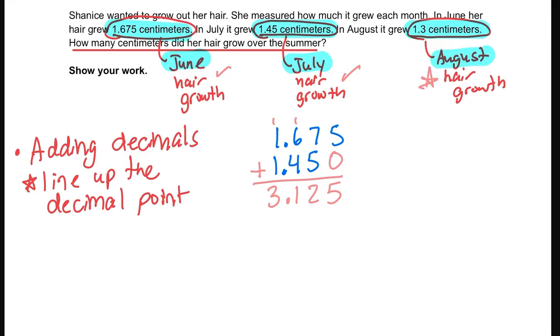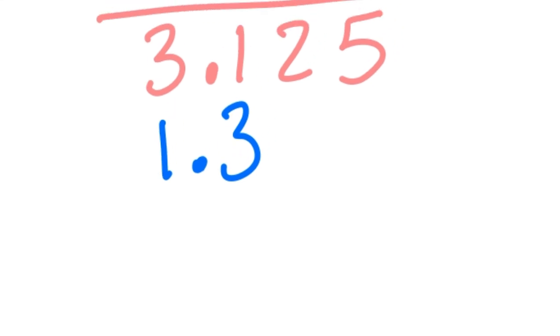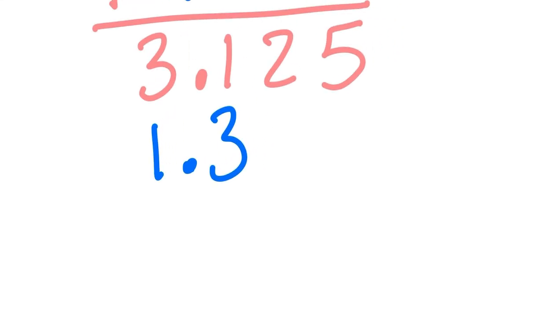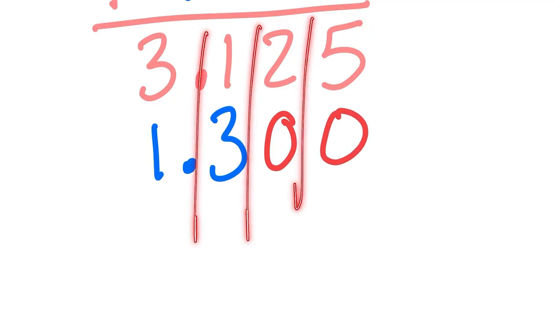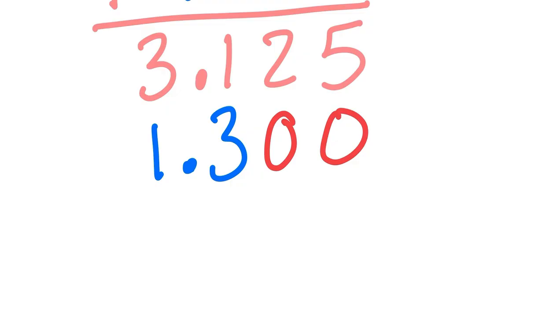So now we have to add this value, the 1.3, to our hair growth so far. And that means we'll put 1, then the decimal point, then 3. We'll zoom in to focus. And we'll put a 0 anywhere that there's a blank. And you'll notice how everything is lined up in columns. That is extra important. Now we'll add everything.